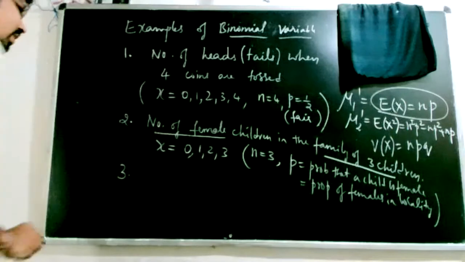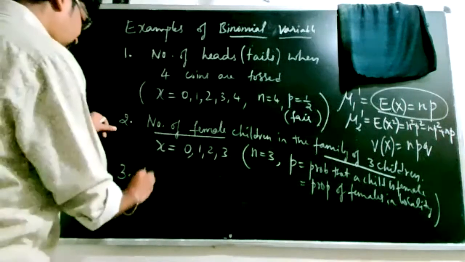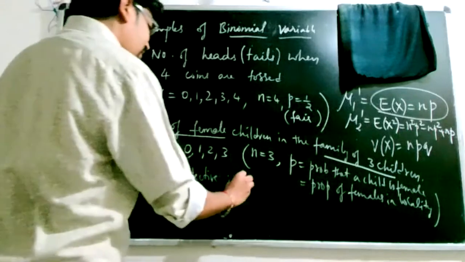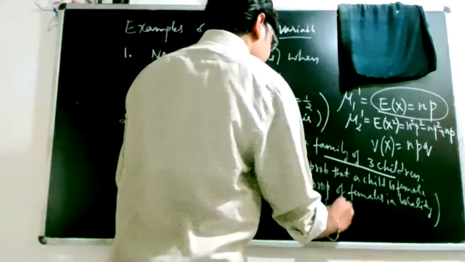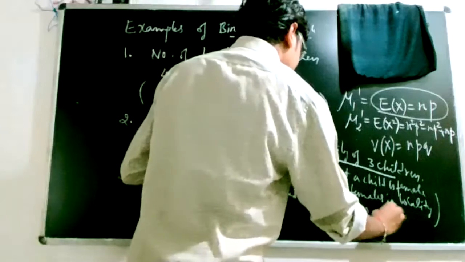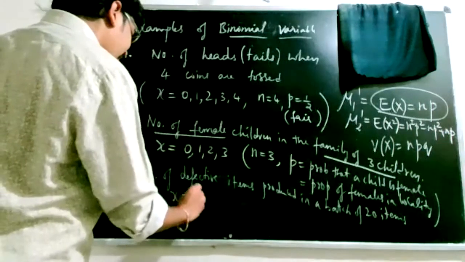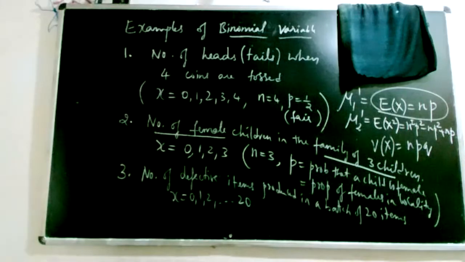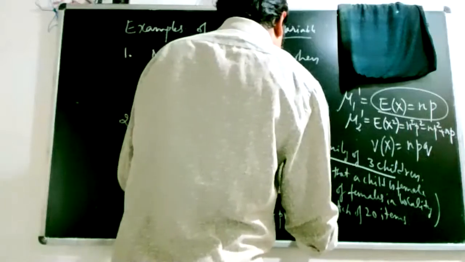And similarly, you can talk about, say, the number of defective items produced in, say, a batch of 20 items. So there is a manufacturing setup which produces 20 items in a batch. Out of these 20 items, you are counting how many defectives there are. So X could take the values 0, 1 to 20, and P is defined as the probability that an item is defective.